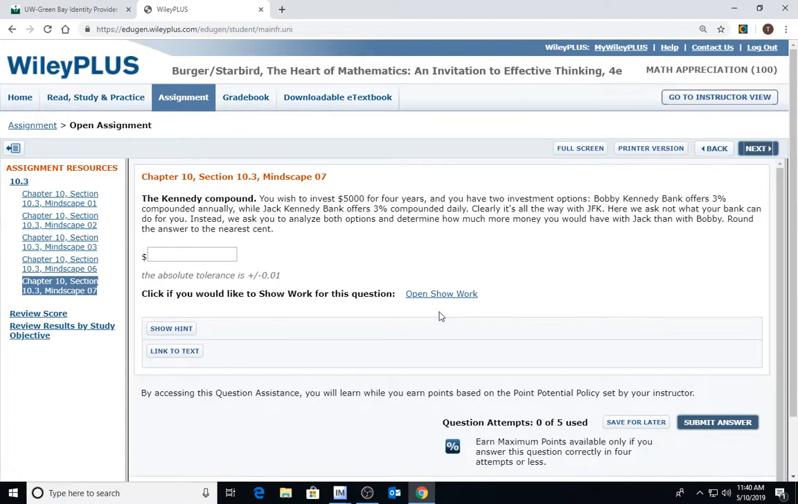You wish to invest $5,000 for 4 years and you have 2 investment options. Bobby Kennedy Bank offers 3% compounded annually, while Jack Kennedy Bank offers 3% compounded daily. Clearly, it's all the way with JFK. Here we ask not what your bank can do for you. Instead, we ask you to analyze both options and determine how much more money you would have with Jack than with Bobby. Round the answer to the nearest cent.